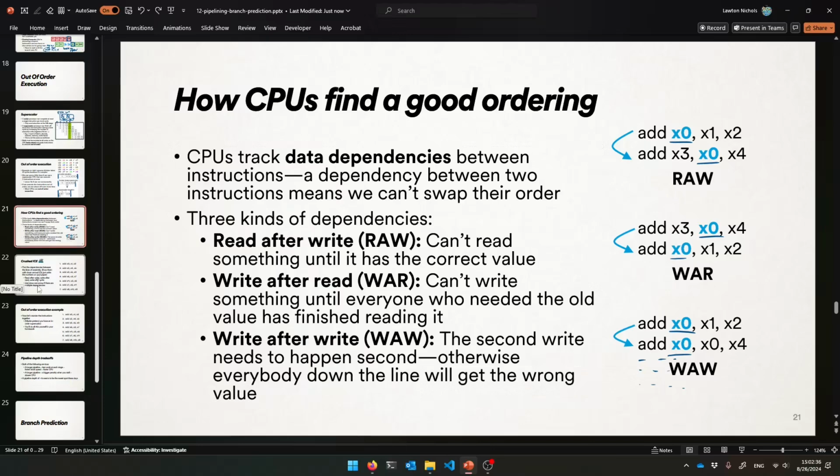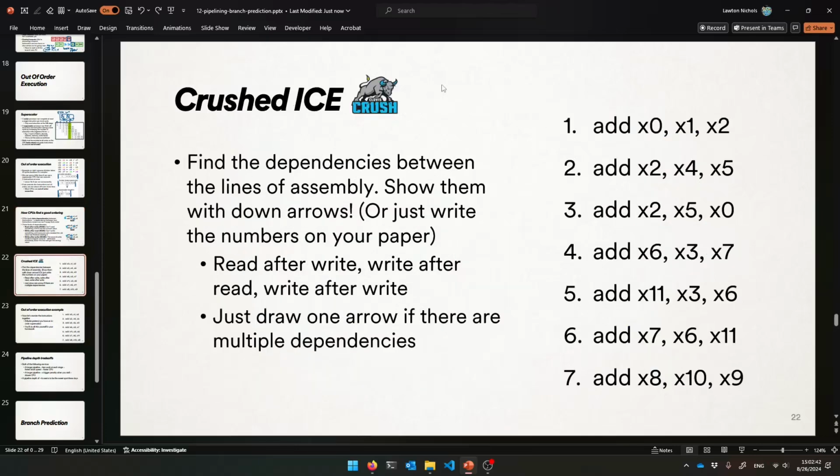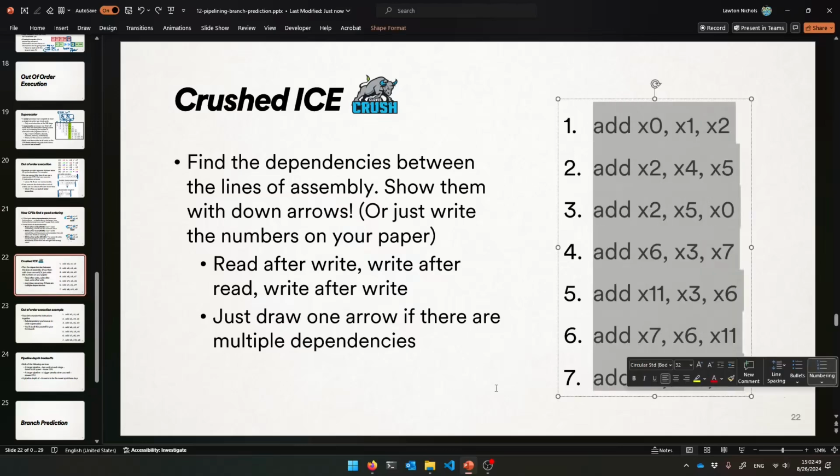So with that in mind, I've taught you about a bunch of different dependencies, these guys. You got read after write, write after read, write after write. Try to find these dependencies, all right, between these different lines of assembly. So here are some lines of assembly.